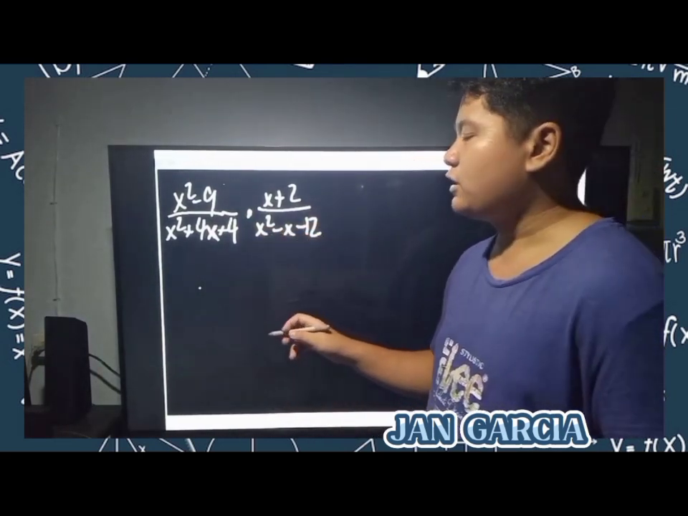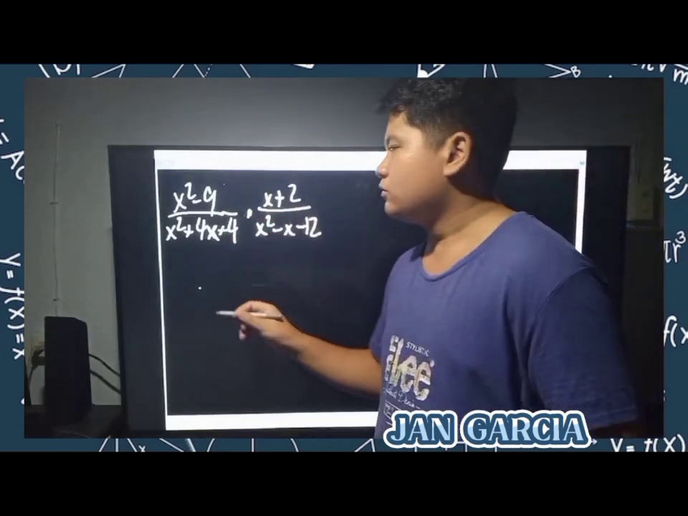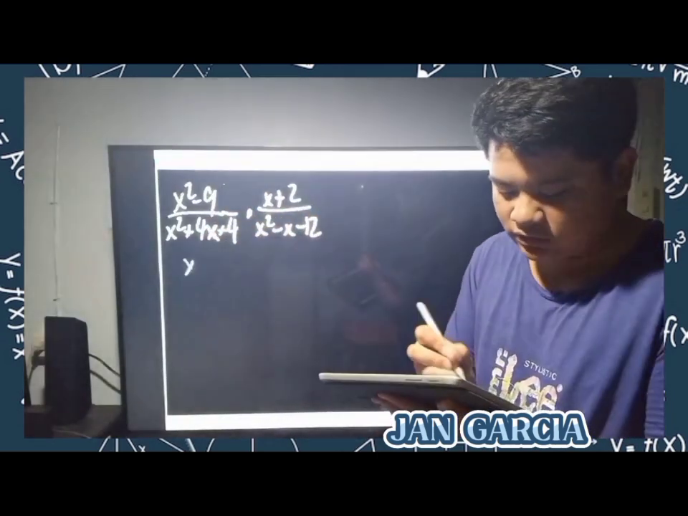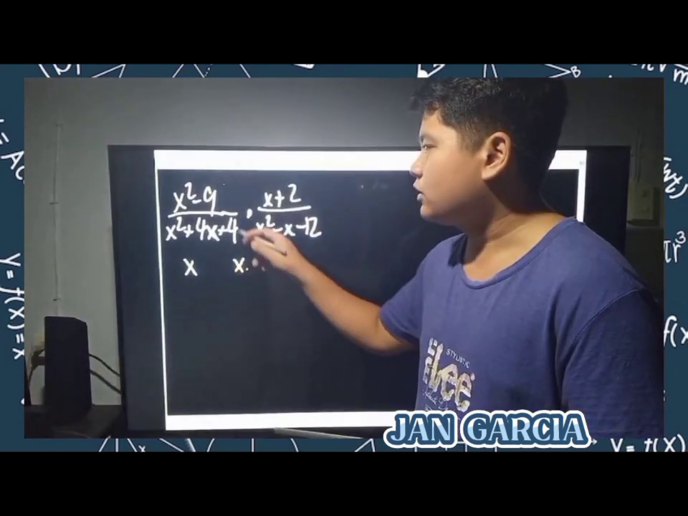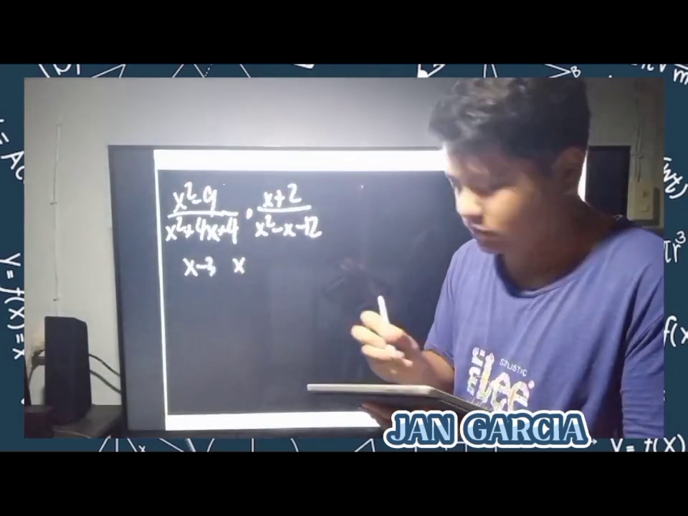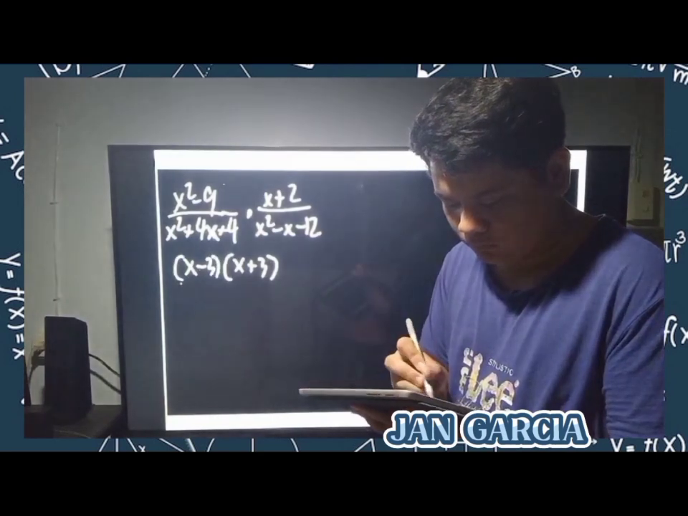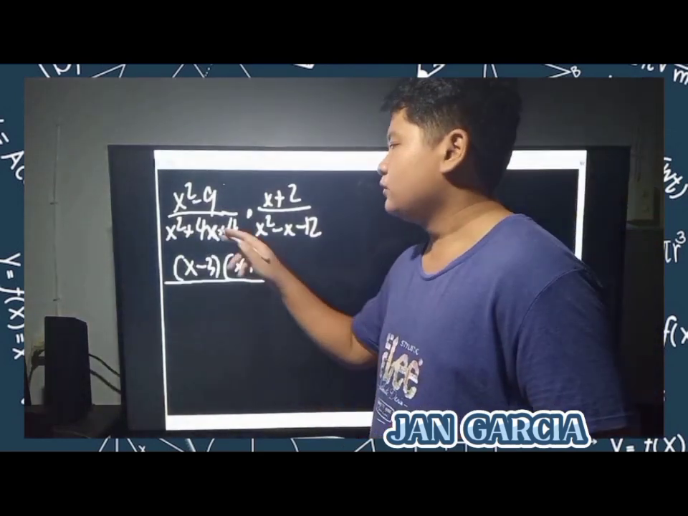To multiply, first you must factor every term that we can factor. The factor of this numerator is, first we must factor x squared. The factors of x squared are x and x. Then the factors of 9 are minus 3 and plus 3. Then we must factor this denominator.